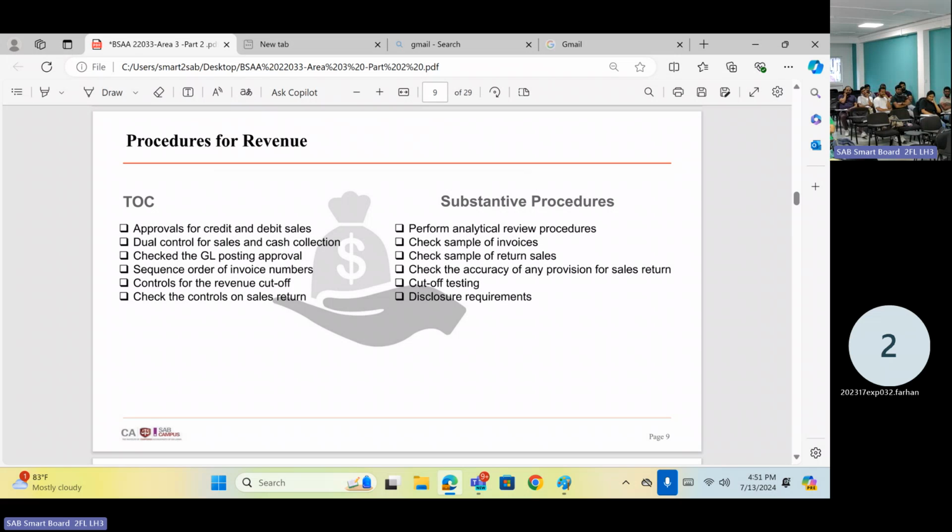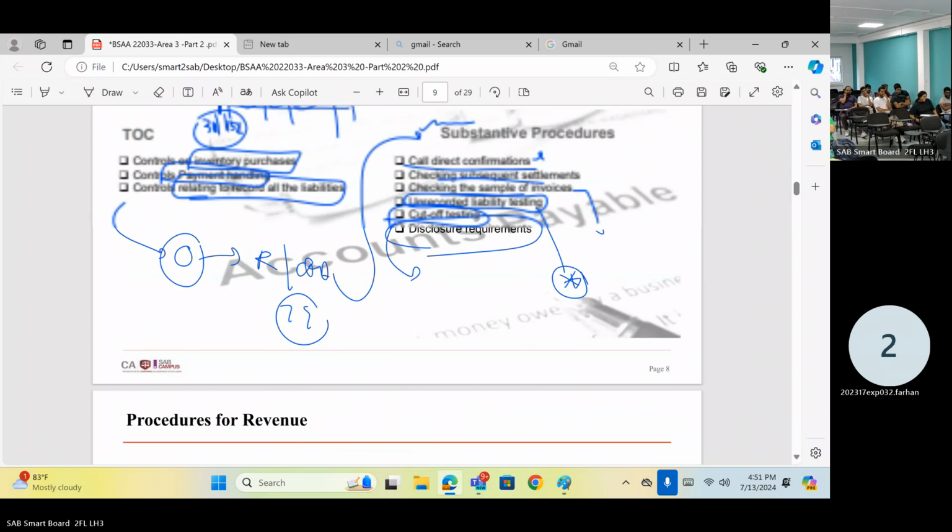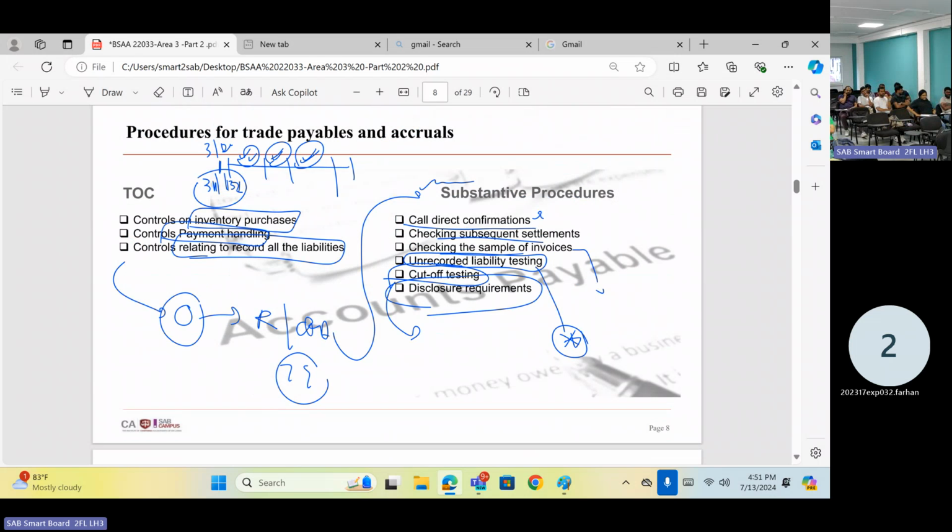They were unrecorded liability testing, right? Those things should be there once you're dealing with creditors; this aspect needs to be checked. Whatever estimate you are dealing with, the calculation should be tested, whether you are going to get support from outsiders, right?